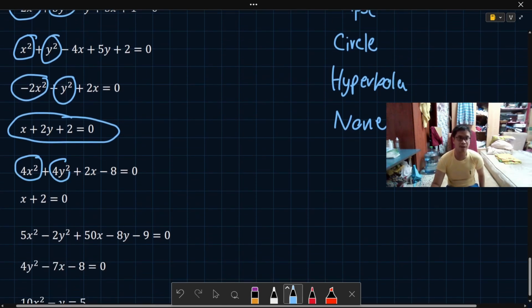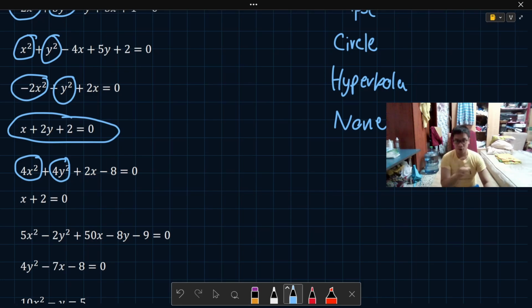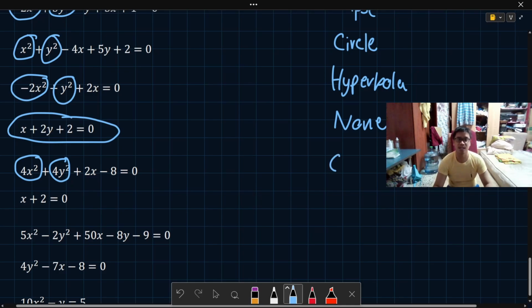4x squared plus 4y squared minus 2x minus 8 is equal to 0. 4x squared, 4y squared. Both of them, if you take a look, have the same numbers and the same signs. Both of them have the same number, which is 4, and both of them have the same sign, which is positive. So this is a circle, right? Here we have x plus 2 is equal to 0. Again, there's no x squared and y squared. So if there's no x squared and y squared, just simply put none, or none of the above.